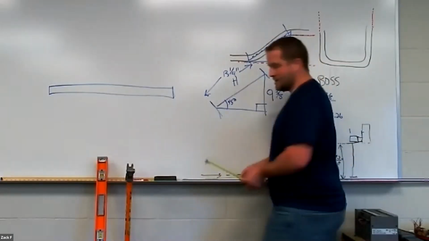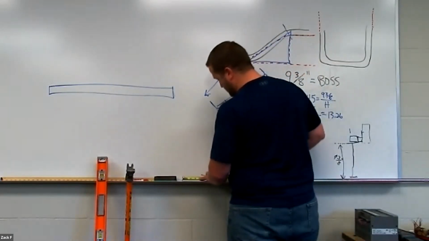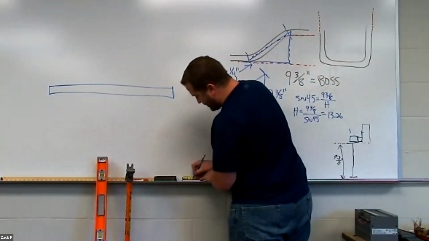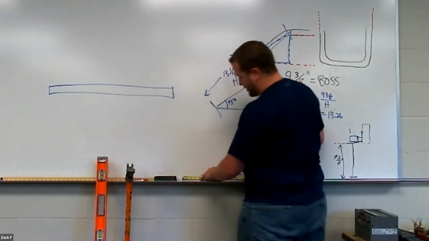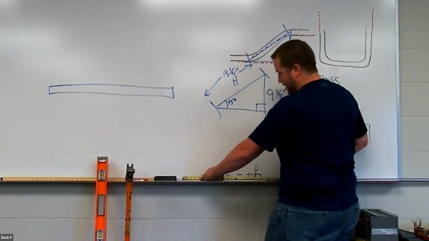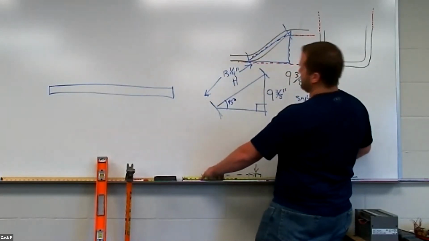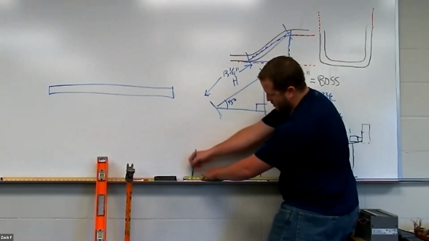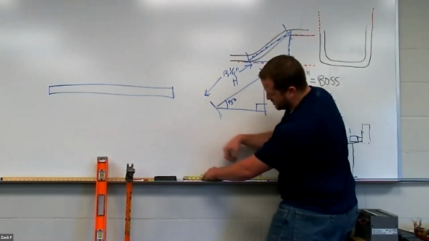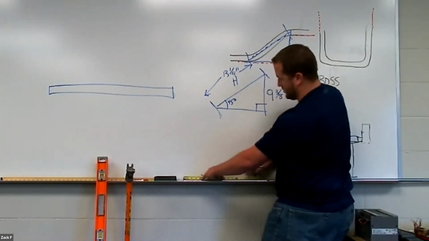I don't know if you can see this very well, but I'm gonna come out 2. That is my starting point, my first mark. And then my second mark is gonna be another 13¼ beyond that. So I'm gonna make a mark at 15¼. So I'm at 2 and 15¼, which makes these two marks 13¼ apart.